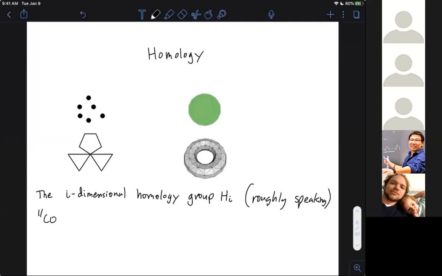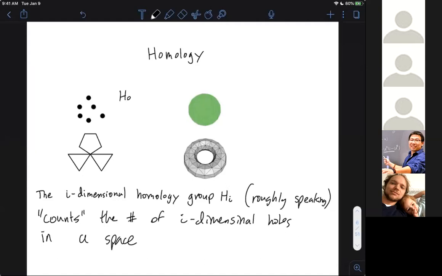Roughly speaking, what it does is it counts the number of i-dimensional holes in a space. When you do homology with coefficients in a field, you get a vector space. The rank of the vector space is what counts the number of holes in each dimension. And because it's linear algebra, to compute homology is really just Gaussian elimination. You can code up homology algorithms quite efficiently on computers.